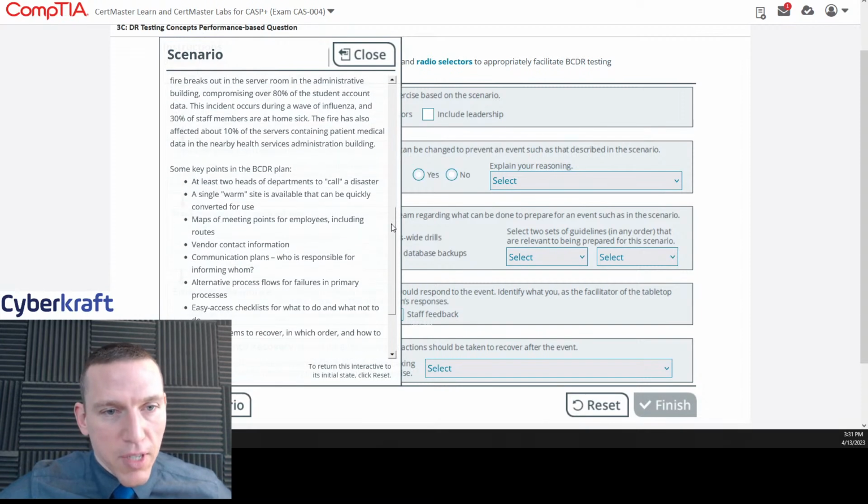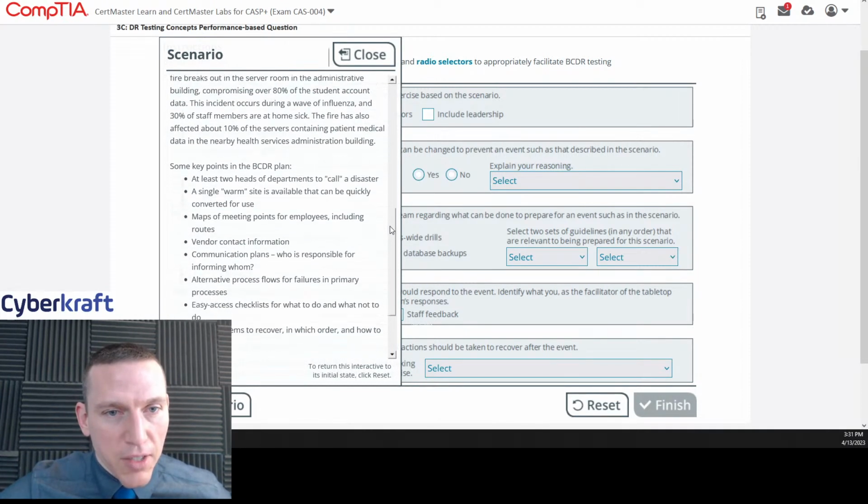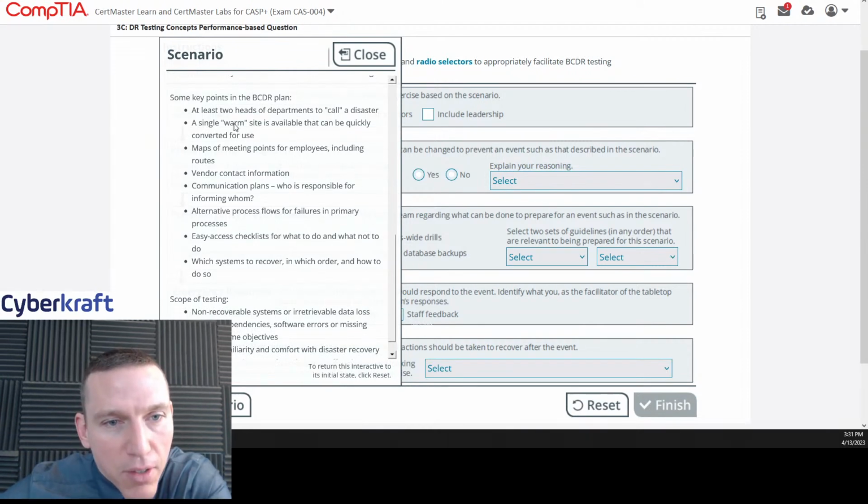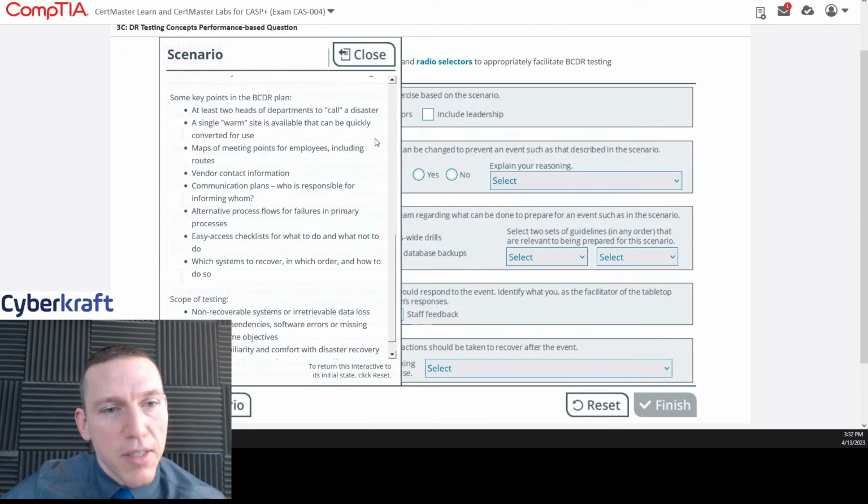All right, so that's interesting. I don't know if these percentages are going to be important. Some key points in the BCDR plan: at least two heads of department to call a disaster. A single warm site is available that can be quickly converted for use. Okay, we got a warm site, map of meeting points for employees, including routes.